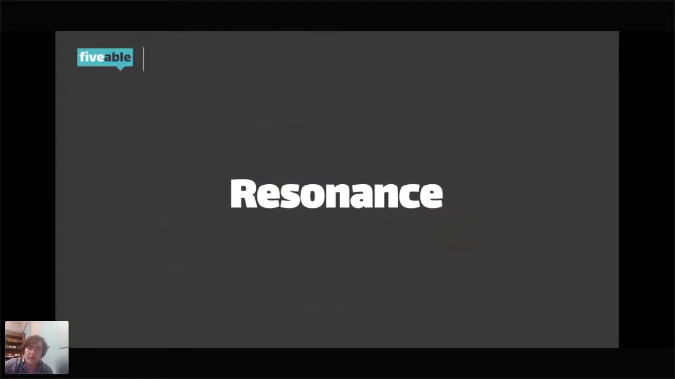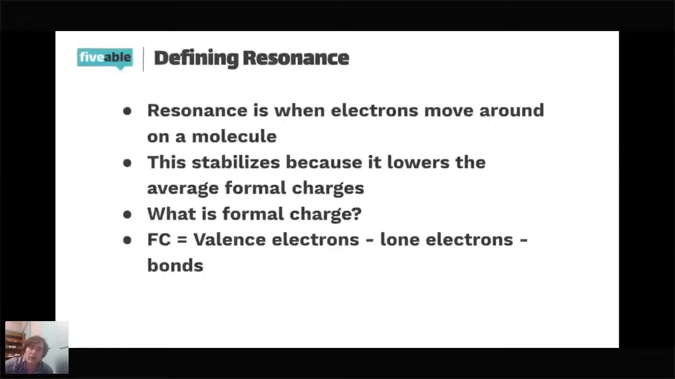And resonance is when electrons move around on a molecule. This stabilizes the molecule because it lowers the average formal charge. And what is formal charge? It's just the number of available valence electrons minus the number of lone electrons on the atom minus the number of bonds on the atom.